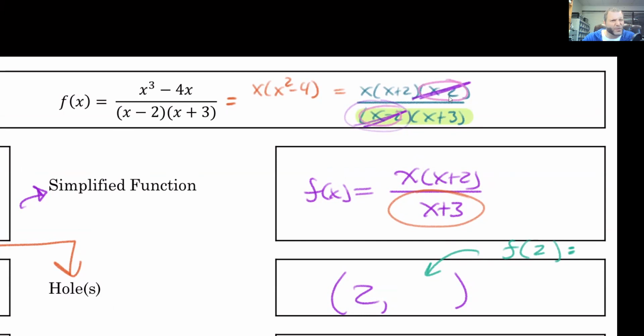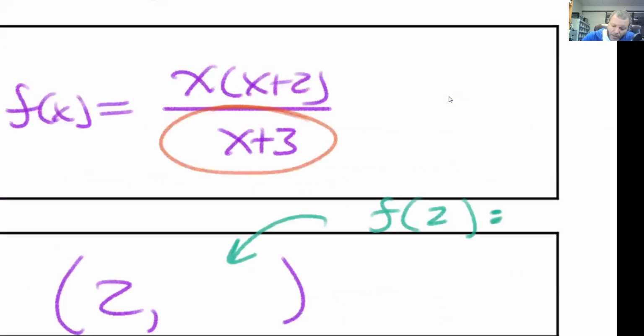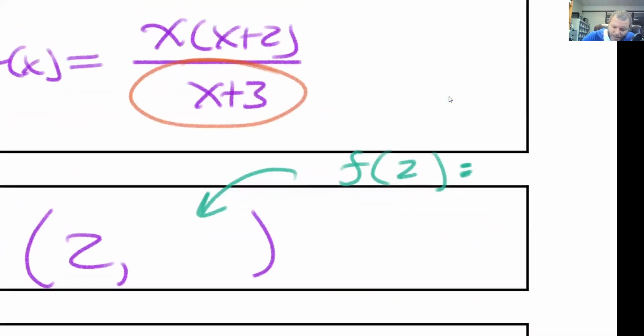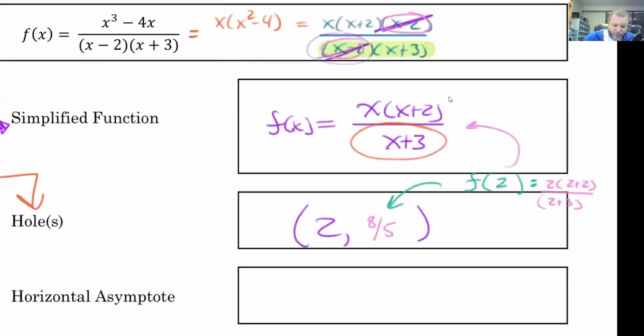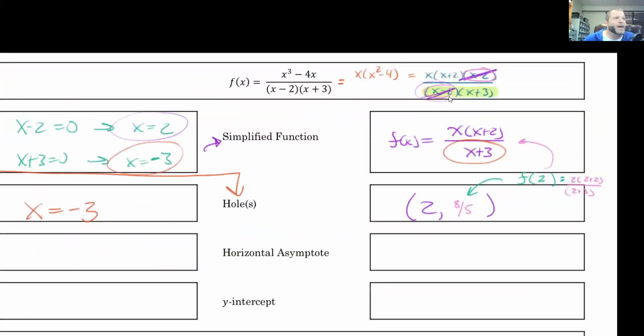In that situation, we have a 0 on the top and bottom, which is what's called an indeterminate form. So you can't plug 2 in there and get anything meaningful. What that means is that we're going to plug this into the most simplified version of the function. I'm just going to plug in 2 every place I have an x. That's going to be 2 times 4, so 8 over 5. So 8 over 5 gives us 8/5, or 1.6. So then we have the hole.